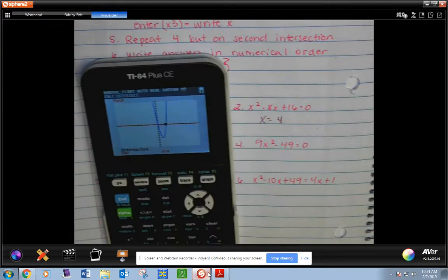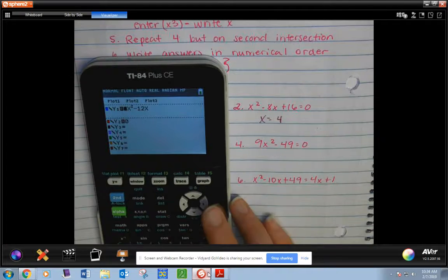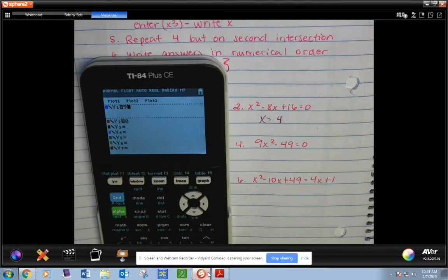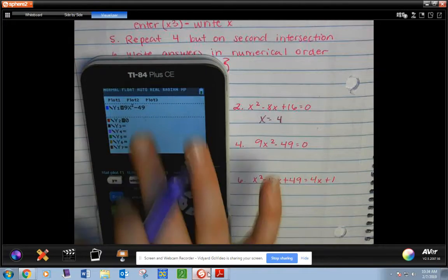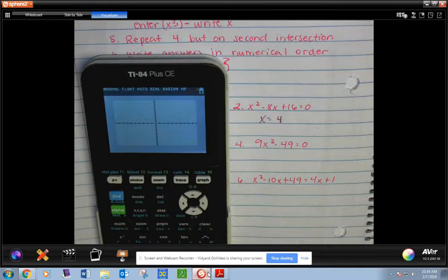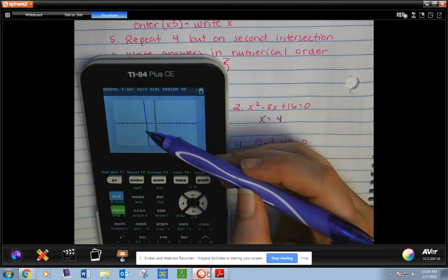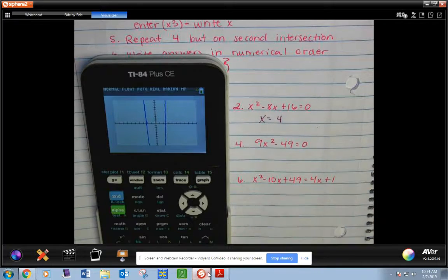Okay, so now going to number 4, again, it's equal to 0, and I picked this one for a reason, and you'll see in just a second. 9x squared minus 49. I already got 0, so second trace, number 5. As this one graphs, you can see it goes in between numbers. So this one will have decimal answers. That's why I picked this one.